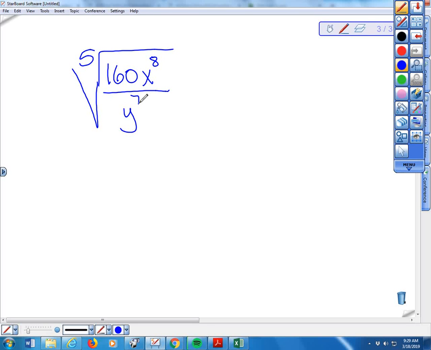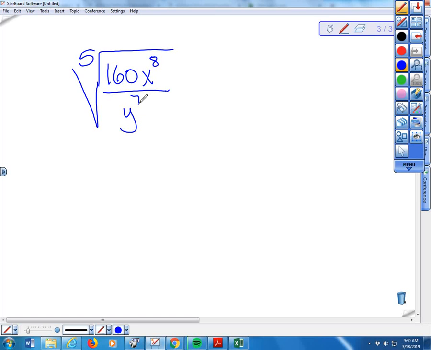I'll tell you that the 5th root of 160 is not a single number. You're going to have to simplify it. So think of a 5th root of something that goes into 160 evenly. It's not 2, it's not 4. Neither one of those are perfect fifths. Do 2 to the 5th.